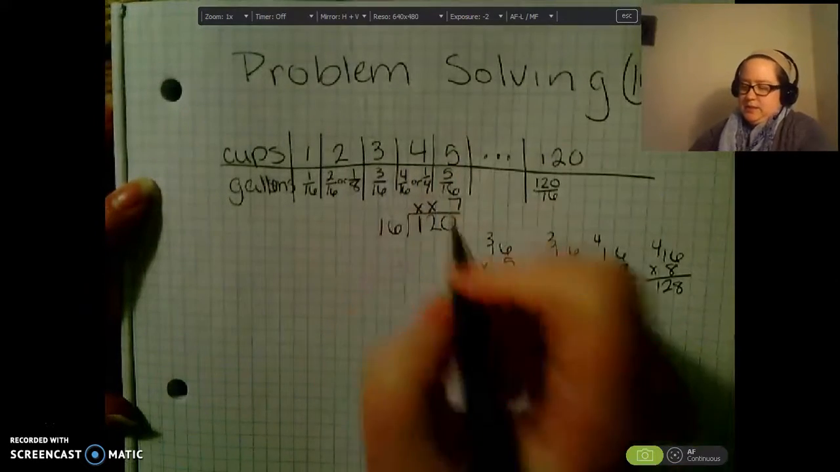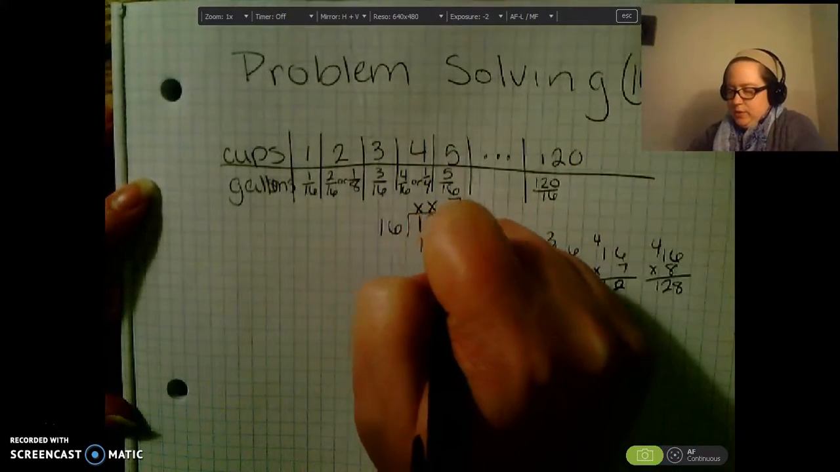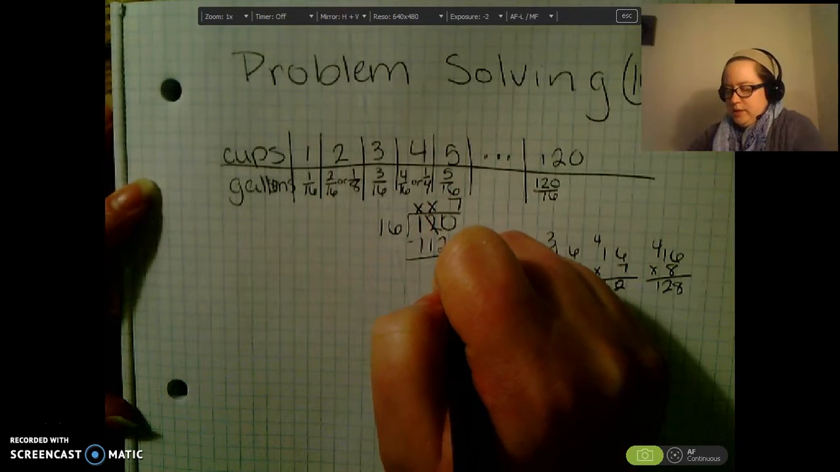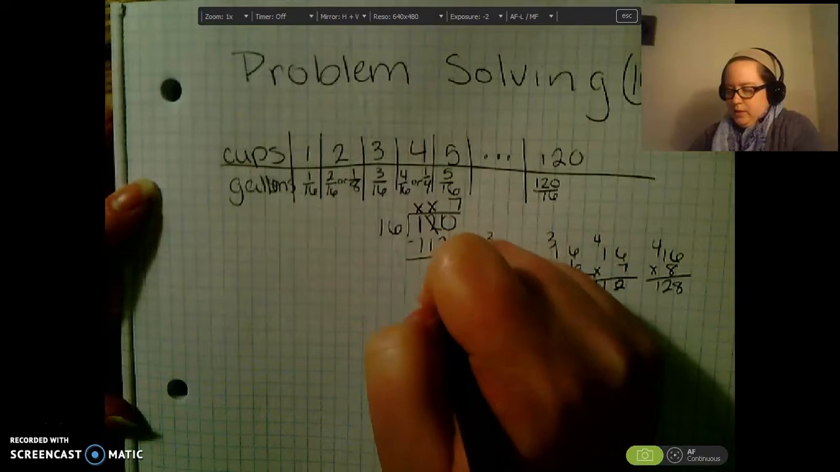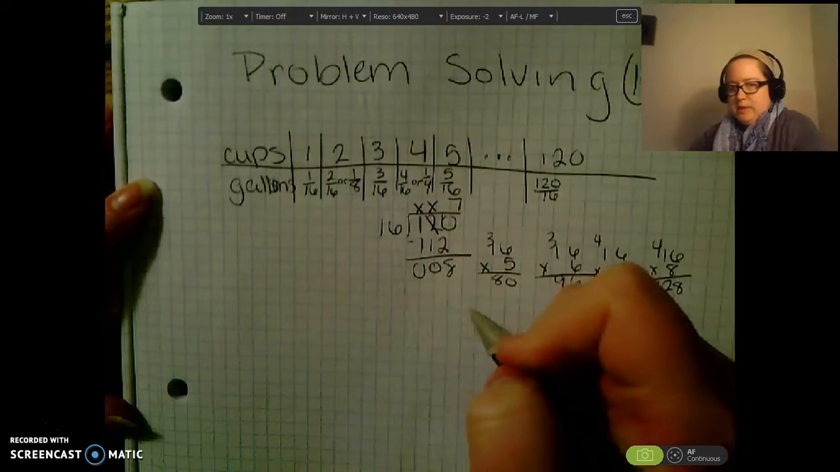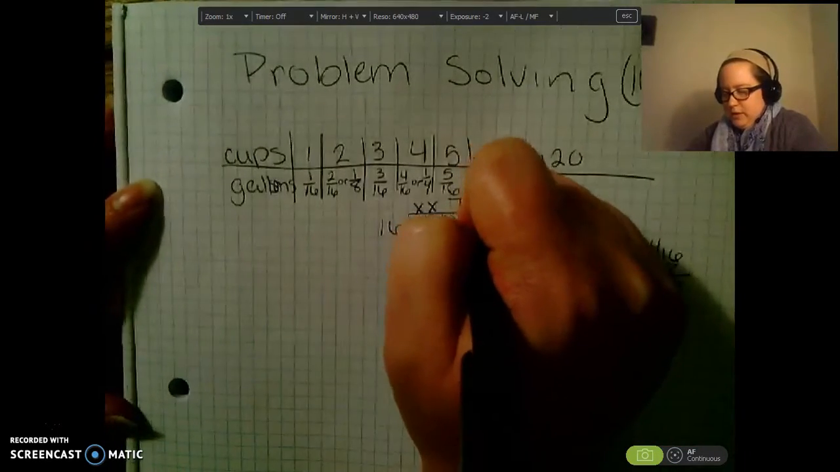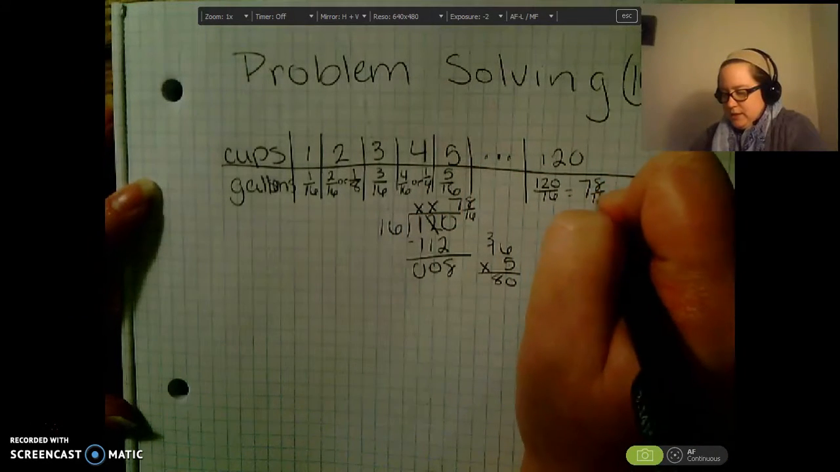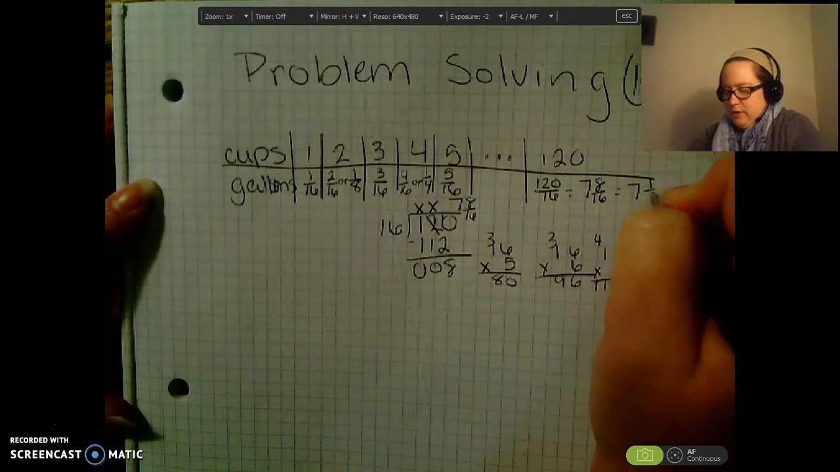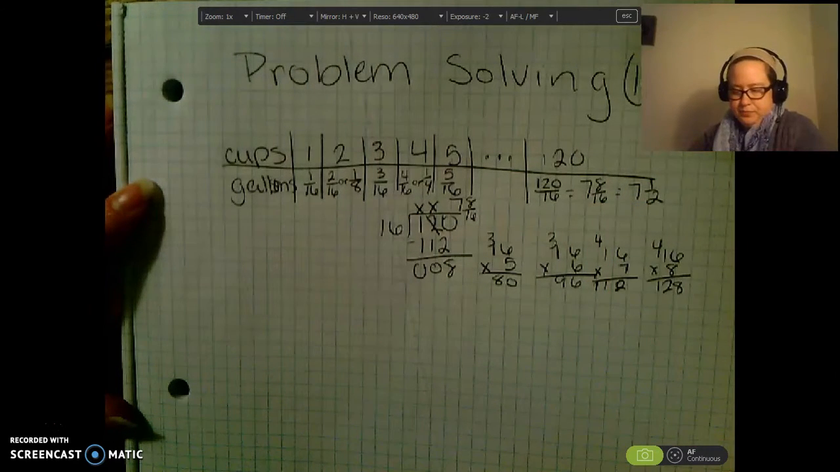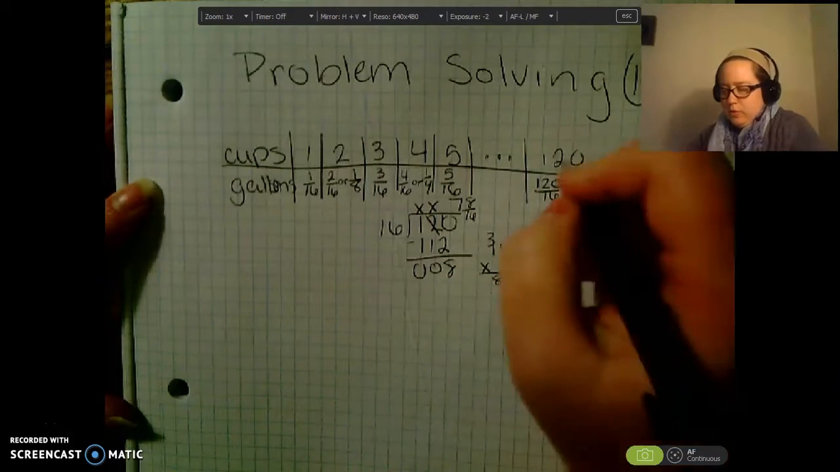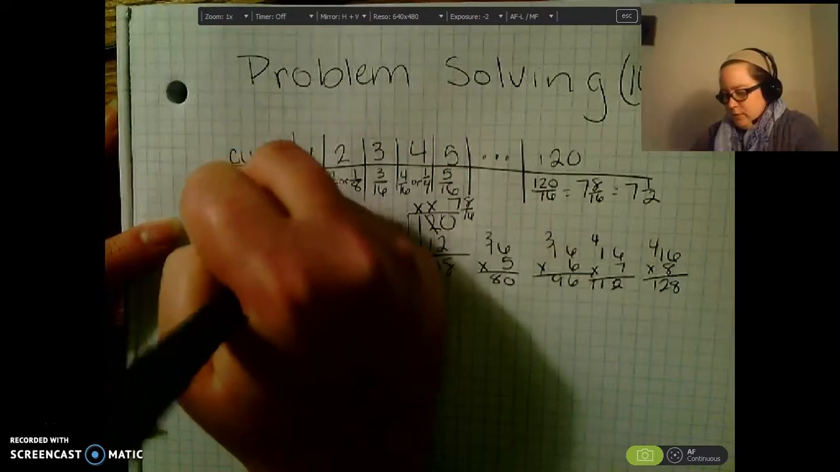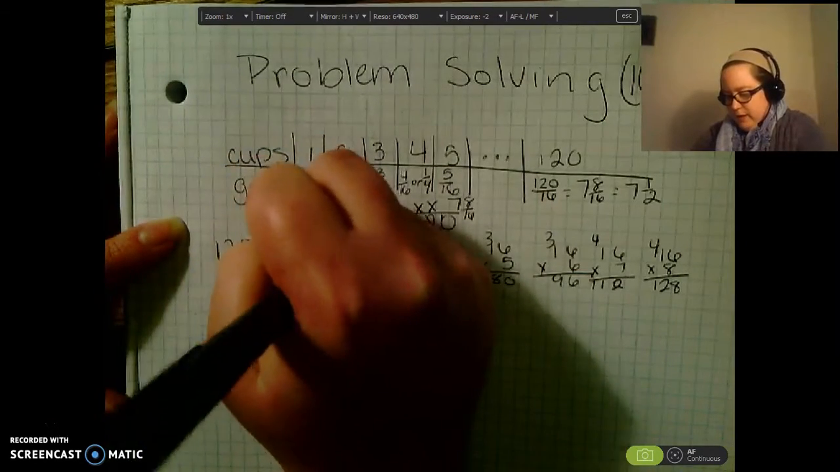7 times 16, we said was 112. So we subtract. 10 minus 2 is 8. Then we have 0, 0. So we have remainder 8, or 8/16. So it equals 7 and 8/16, which equals 7 and 1/2. So 120 cups equals 7.5 gallons.